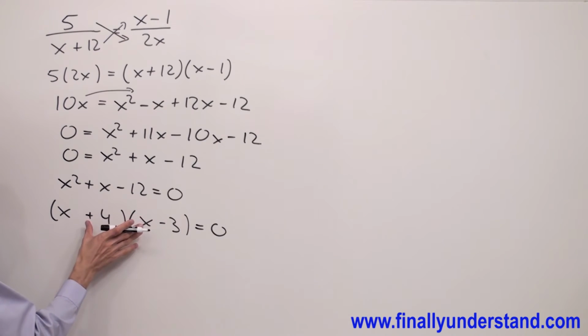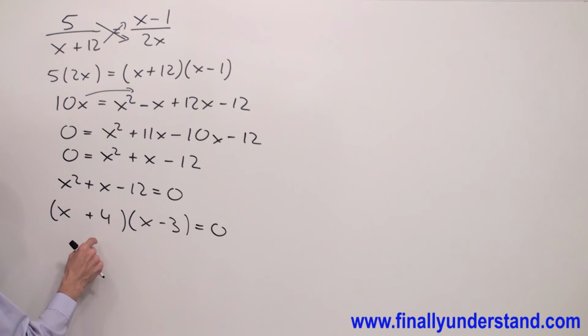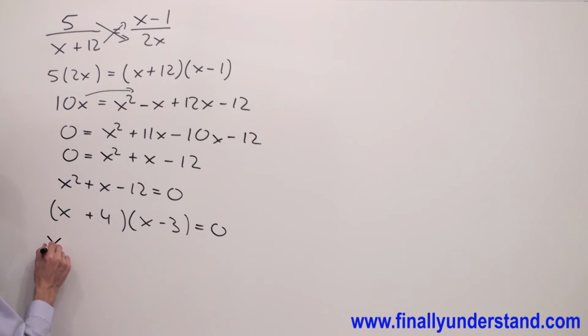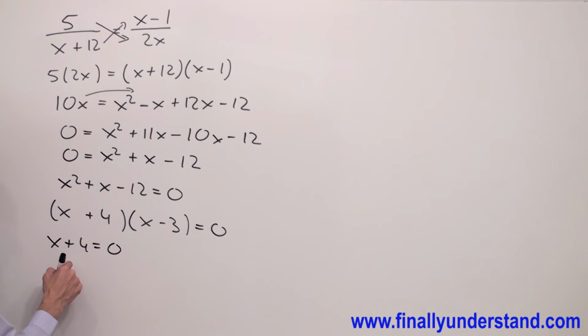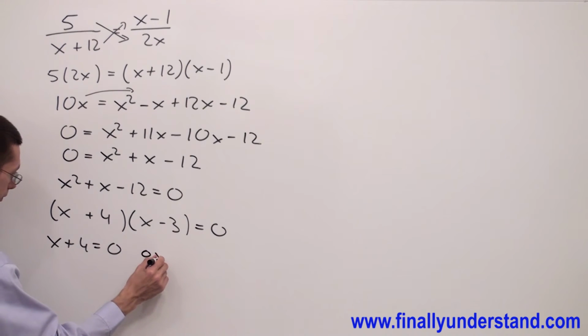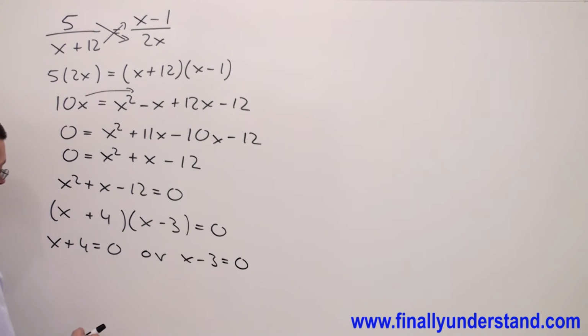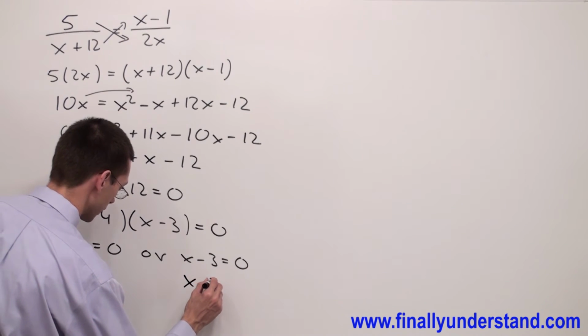In order to make the left side equal to the right side, the factors of this product are supposed to be 0. I mean, this one's supposed to be 0, or this one, or both. That's why I'm going to write x plus 4 is equal to 0, and I have to solve this equation for x, or x minus 3 is equal to 0, and also I have to solve this equation for x. So I have x equals negative 4. This is my first answer. Or x equals 3.